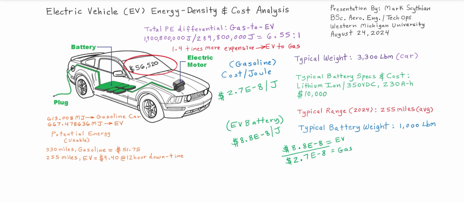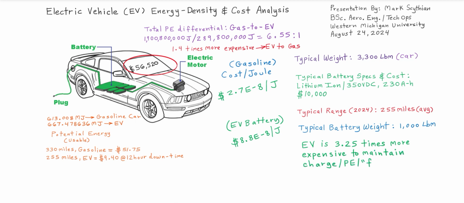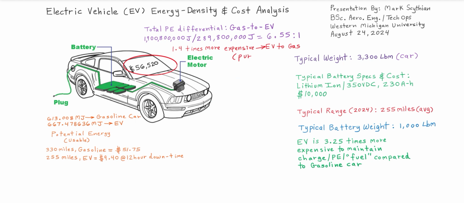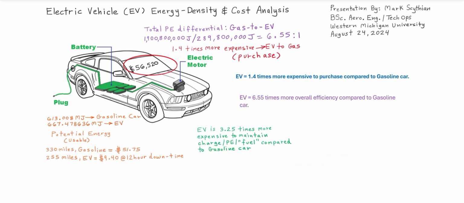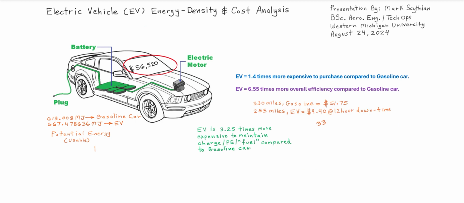So obviously it is less expensive to go with the gasoline, and so the electric vehicle is 3.25 times more expensive to maintain, charge, slash, potential energy, slash, quote unquote, fuel compared to gasoline car. So we have then the final metrics and conclusion.